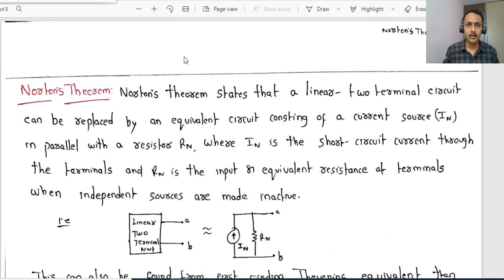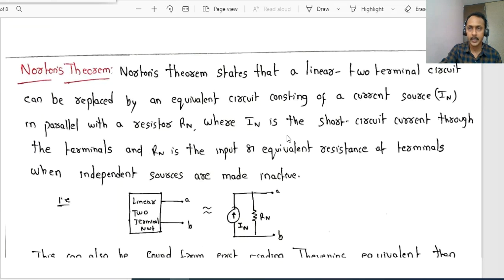This theorem states that any linear two terminal circuit can be replaced by an equivalent circuit consisting of a current source In in parallel with a resistor Rn, where In is the short circuit current through the terminals and Rn is the input or equivalent resistance at the terminals. And while doing that, independent sources are to be made inactive. Then how do you understand this statement?